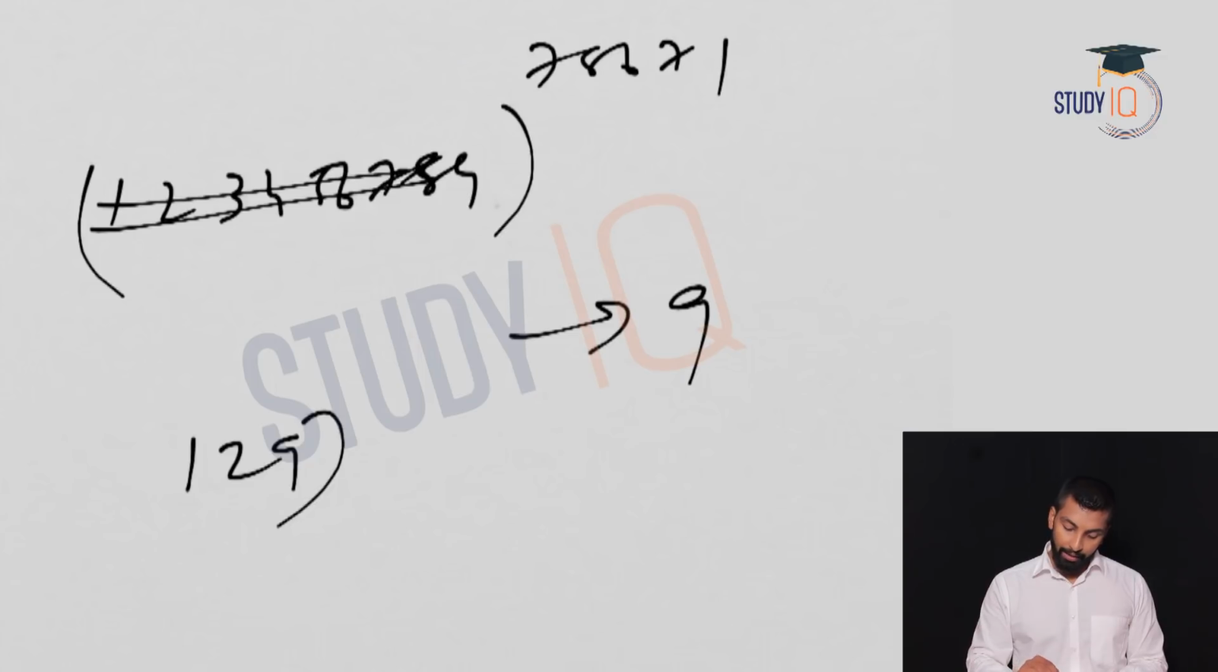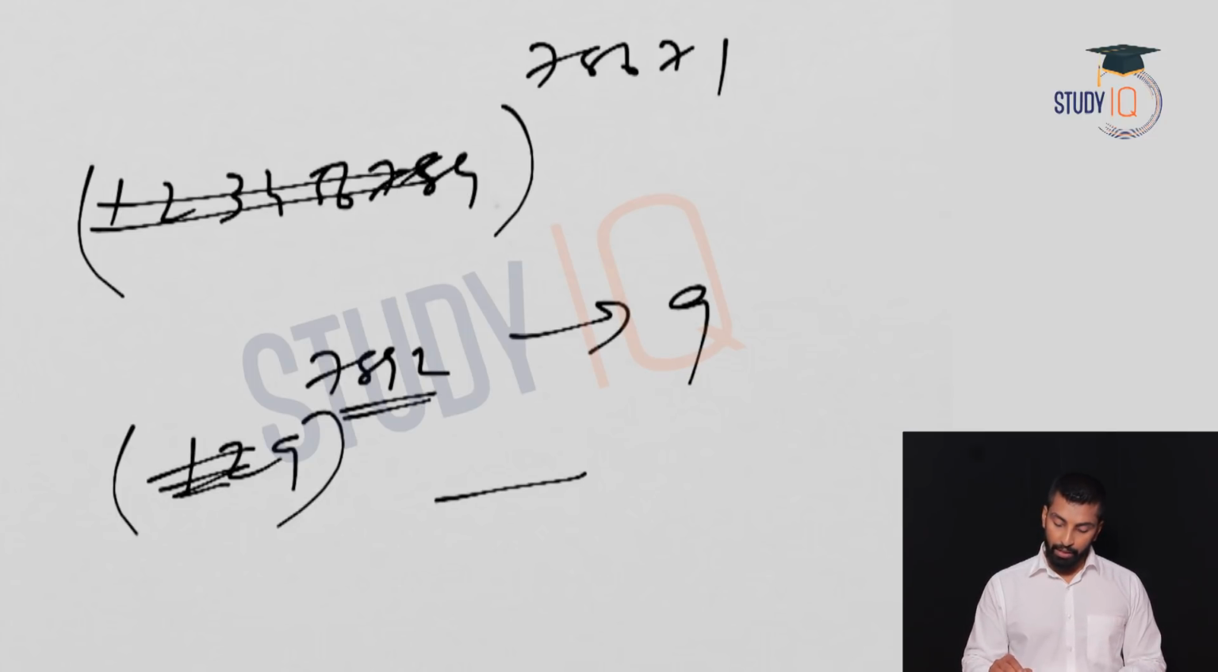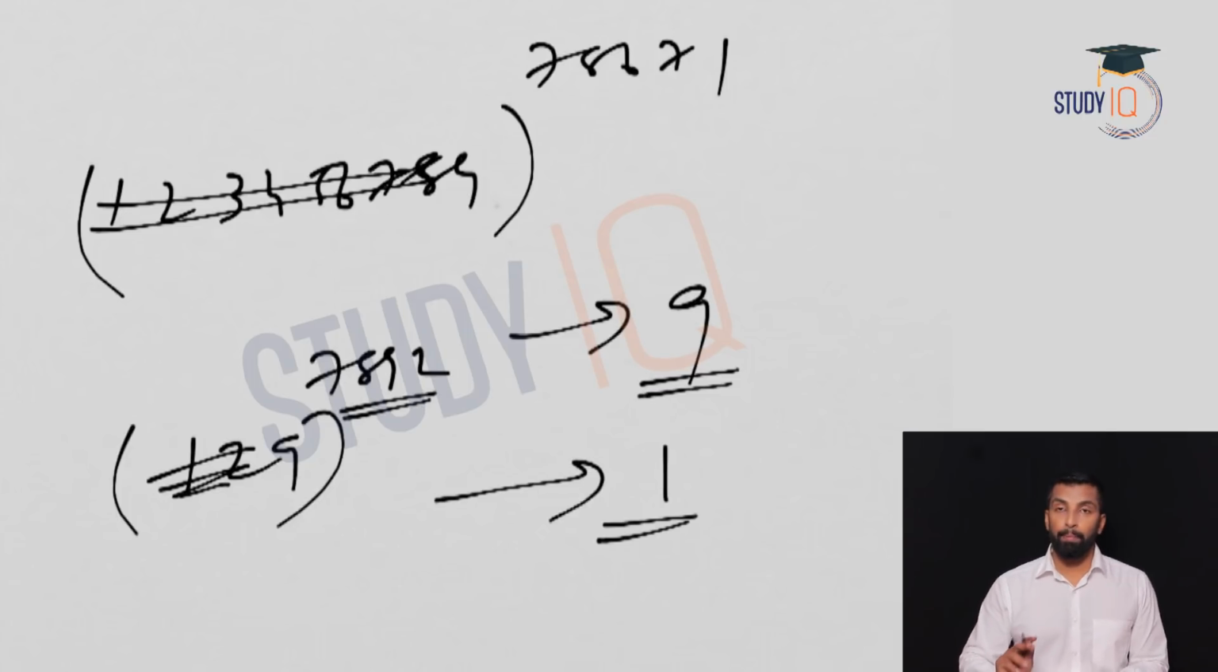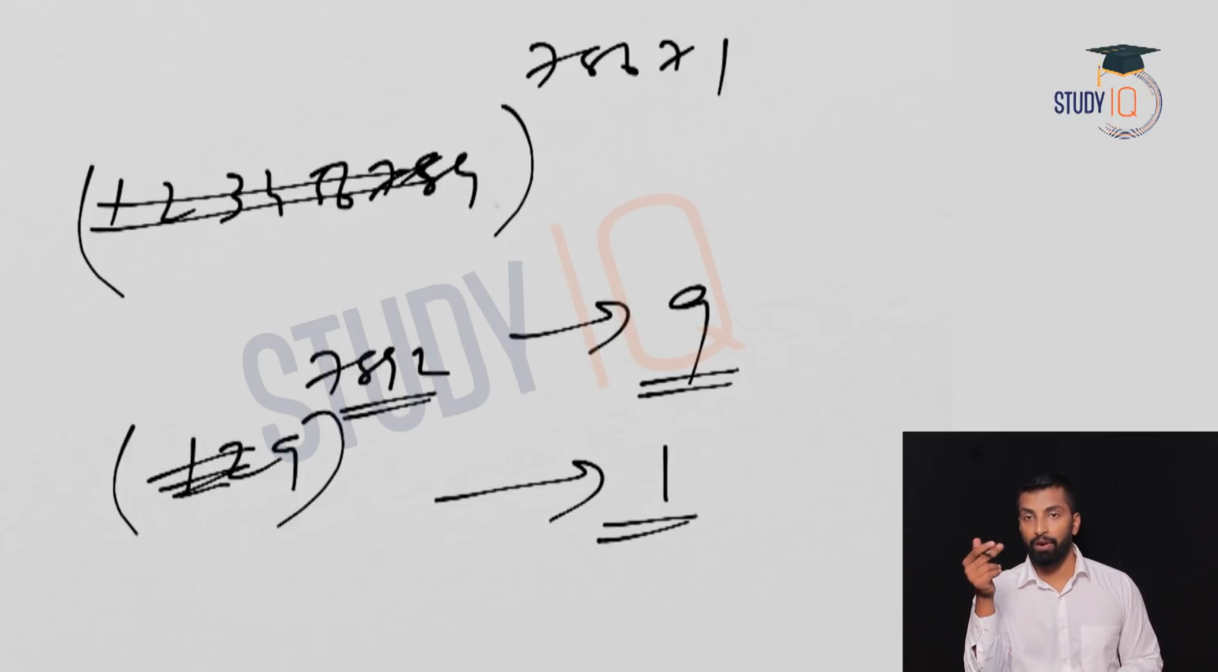Okay, 129 raised to 7892. So here also the last digit is what you need to find out. Last digit is 9, so the power is even. What is your answer? 1 is your answer. So power is odd, 9 is your answer. Power is even, 1 is your answer.